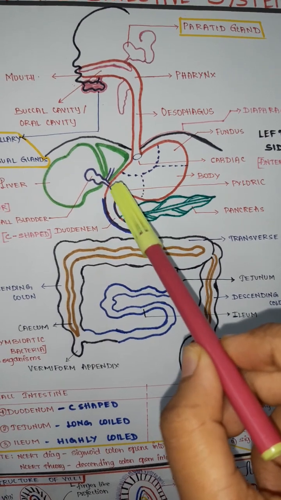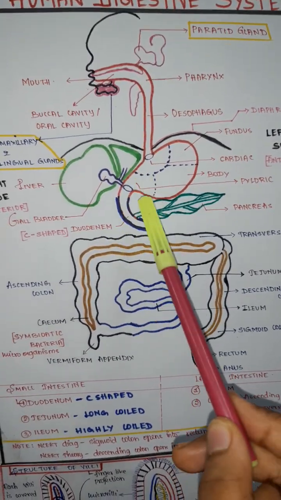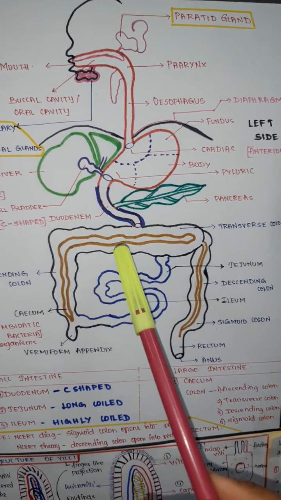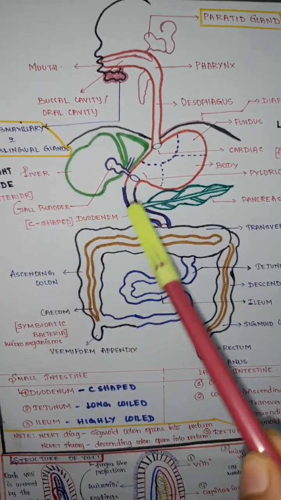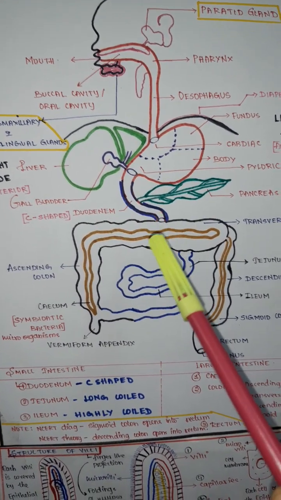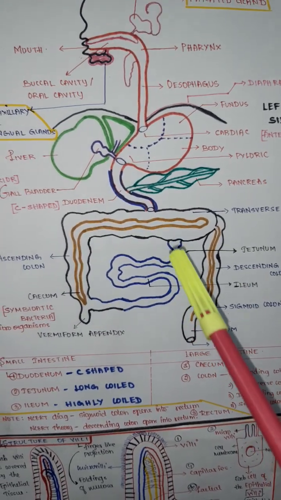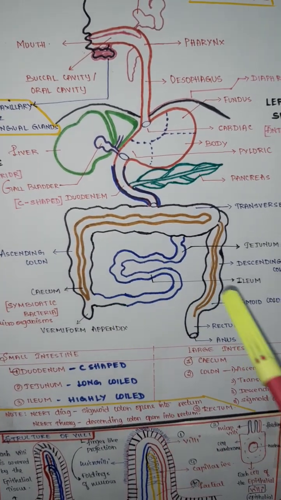You know, this tube is there, right? The sphincter, the tube which connects the stomach to the duodenum, is called the pyloric sphincter. Okay, and then from here the duodenum travels through and opens into the jejunum, and then the jejunum opens into the ileum.